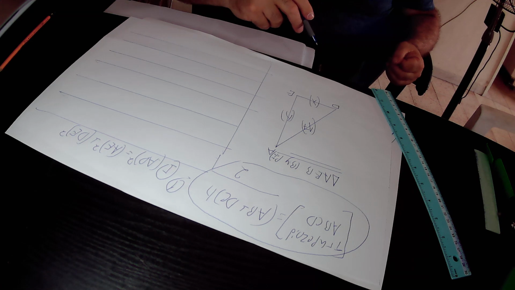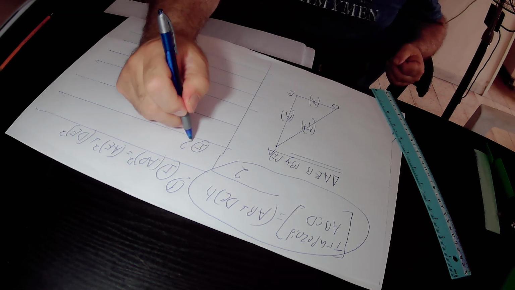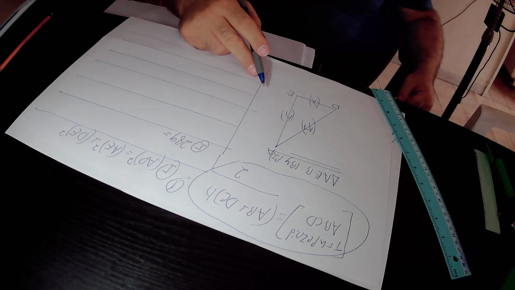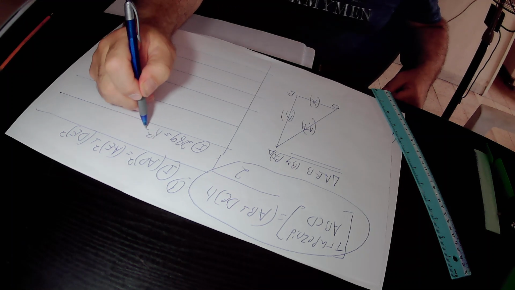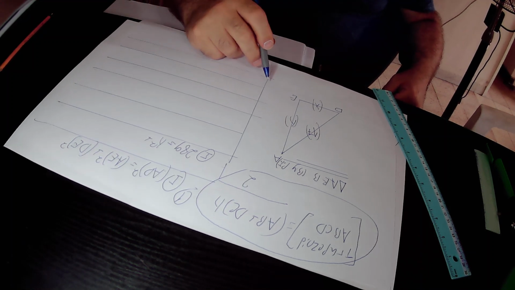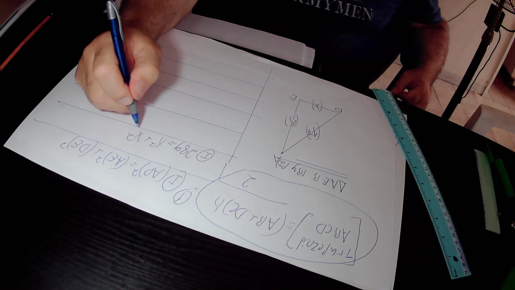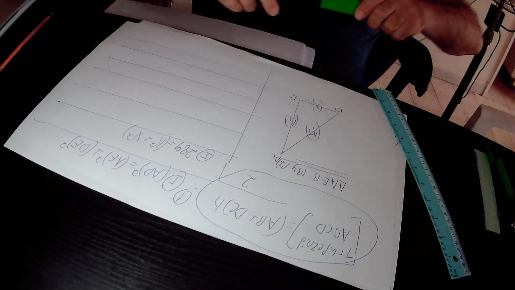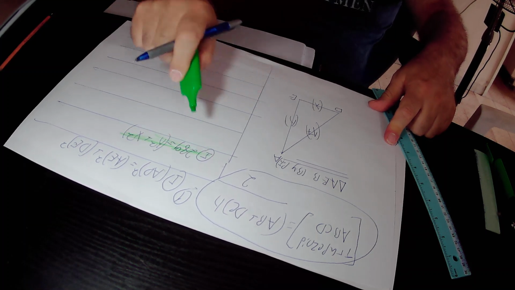AD is 17, therefore AD squared is 17 squared, that is 289. And it is equal to AE squared. AE is h, therefore AE squared is h squared, plus DE squared. DE is x, therefore DE squared is x squared. So in total we found out that according to equation 1, h squared plus x squared equals 289.